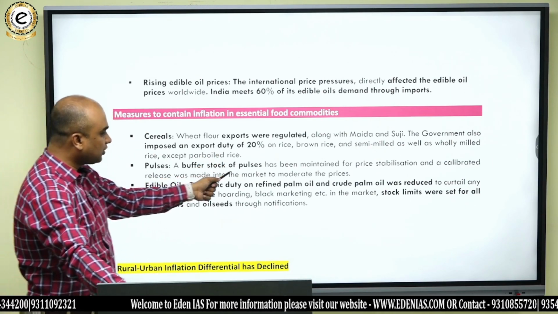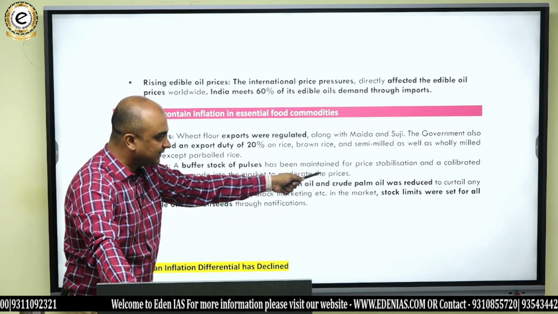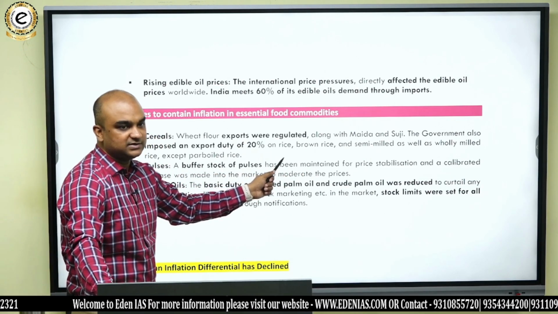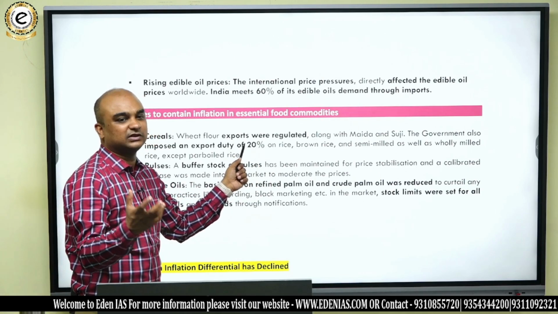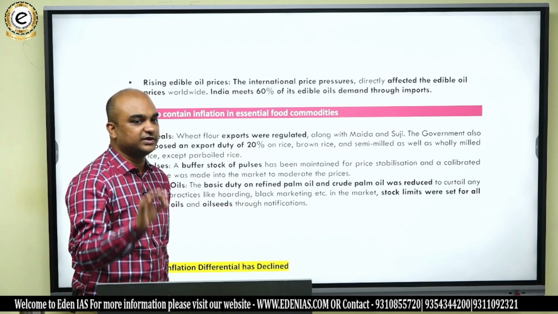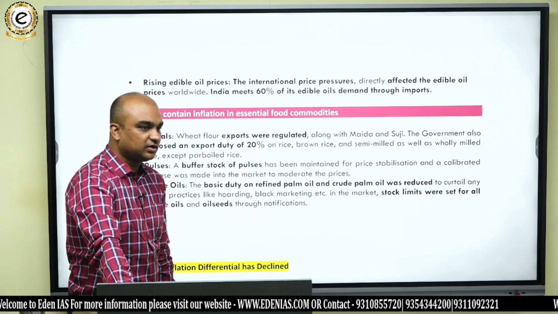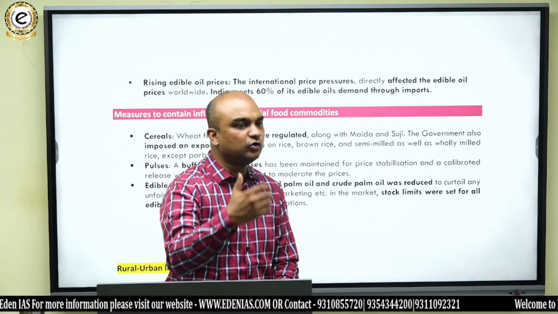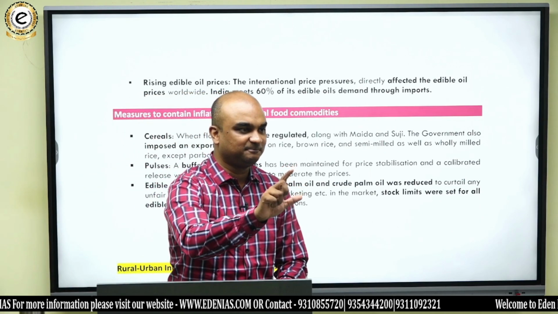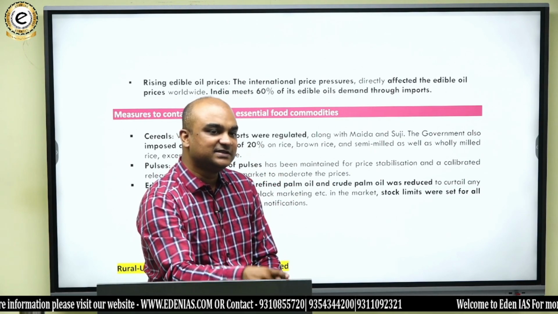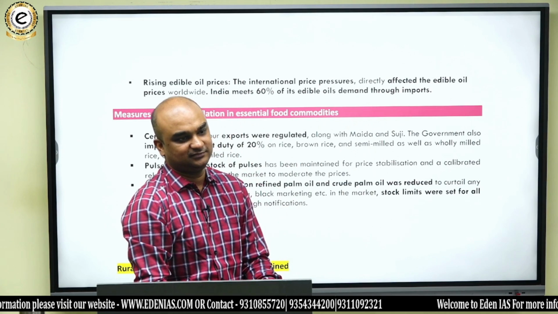Pulses, a buffer stock of pulses has been maintained for price stabilization and a calibrated release was made into the market to moderate the price. But इसके लिए क्या चाहिए हमको, इन्फ्लेशन देखो खत्म करना है अगर हमेशा के लिए, तो हमको चाहिए एक चेन ऑफ कोल्ड स्टोरेज नेटवर्क, राइट? बिकॉज हमारे पास बहुत सारा अनाज हो जाता है, कई बार आपने देखा होगा, इंडिया इज नेट फूड सरप्लस और फूड डेफिसिट. फूड डेफिसिट बट सीरियल्स प्रोडक्शन सरप्लस.